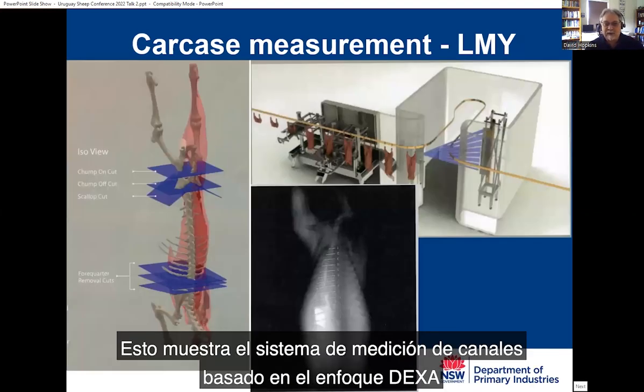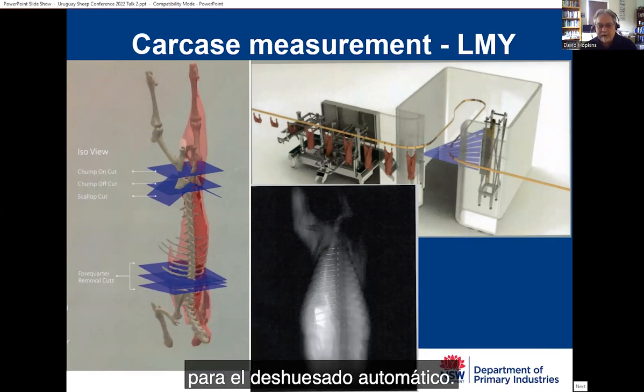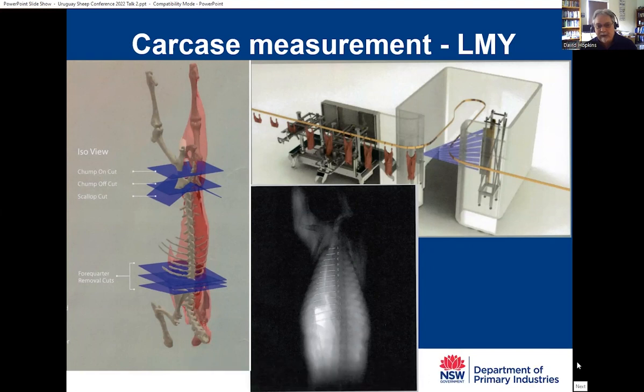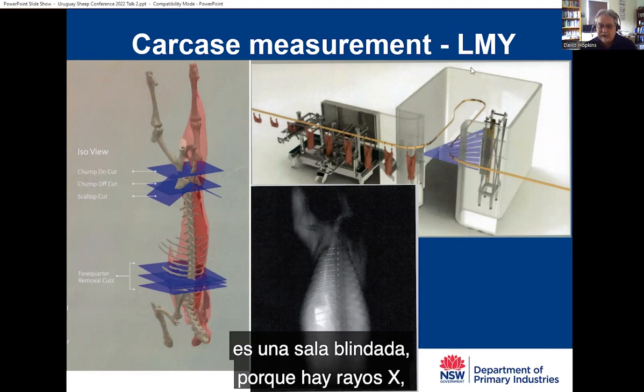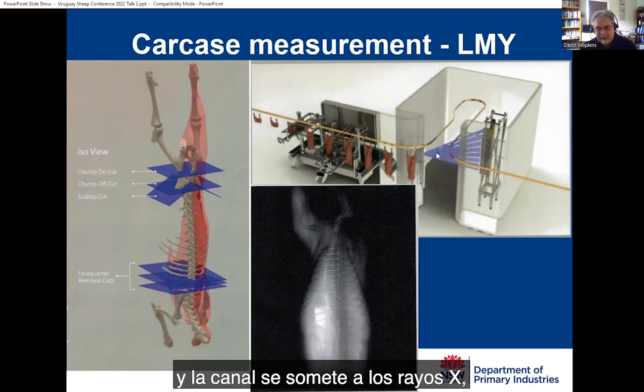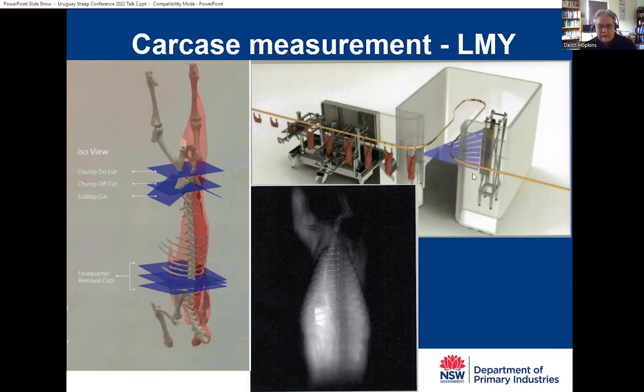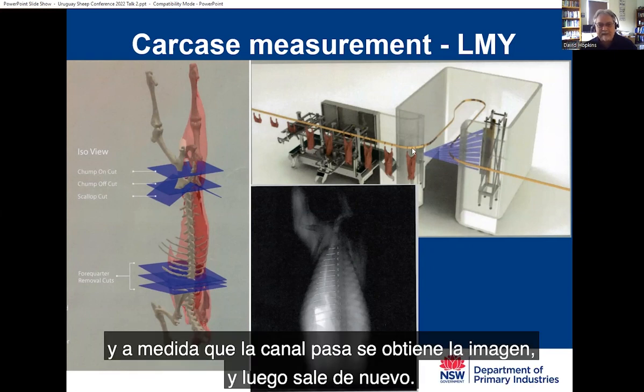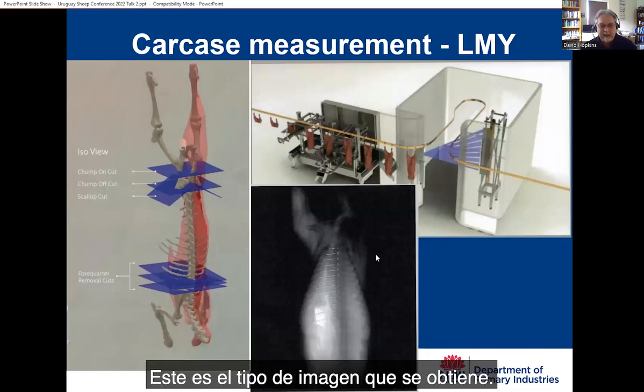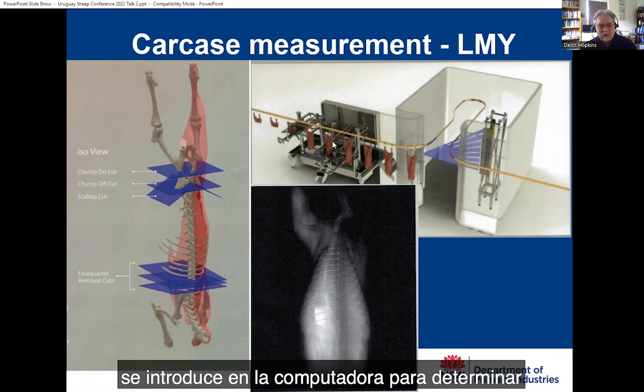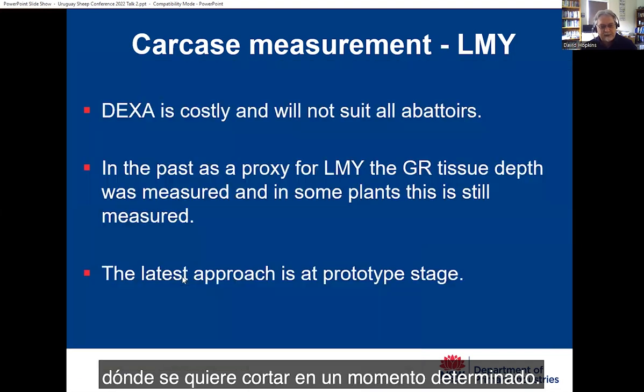Now, this shows you the carcass measurement system based on the DEXA approach for the automated boning. And what you can see is up here, this is a shielded room because these are X-rays, and the carcass is subjected to the X-ray. Here's the sensor detection board here. And as the carcass goes through, the image is collected, it comes out again. This is the sort of image that you might get. This image information is then fed into the computer, which directs then the cutting system to determine where you want to cut at a particular time.